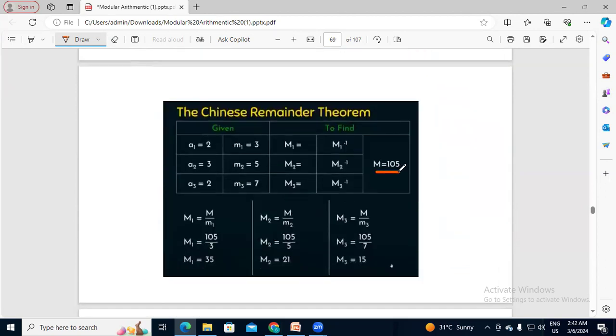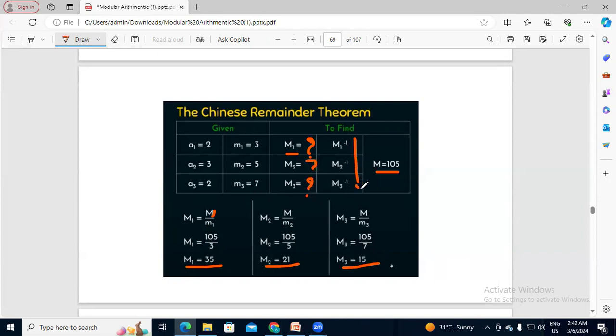Moving on, we have inserted the value of M. And how can one get the value of M1? It's nothing but M divided by M1. In a similar way, M2 is M divided by M2, and M3 is M divided by M3. It's the given equation. So putting the values into the formula, you will get the values of M1, M2, M3.